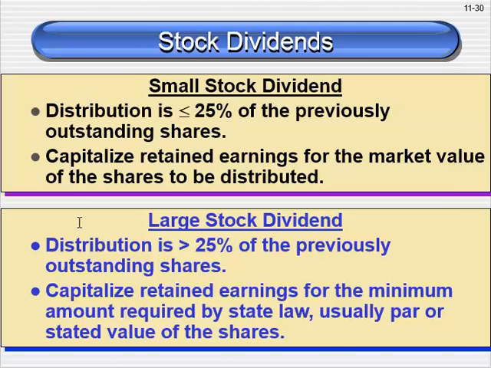Now, stock dividends are a little bit different. There's 2 types of stock dividend. One is a small stock dividend, which is equal to or less than 25% of the previously outstanding shares. The other is a large stock dividend that's going to be greater than 25% of the previous outstanding shares. And those 2 are handled just a little bit differently.